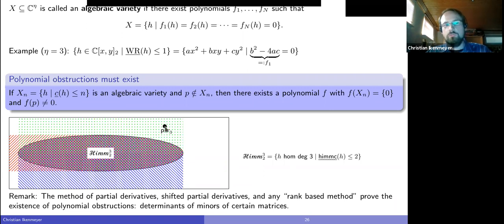So how do you prove that? You just take one of these functions, not the green one, but say the red one or the blue one, and you evaluate that at the permanent, get a non-zero value, and this proves the permanent is out of the set. Just a remark: if you are using partial derivatives or shifted partial derivatives or any rank-based method to prove lower bounds, you are actually proving the existence of polynomial obstructions, because the polynomials that you construct are actually determinants of minors of the matrices that you construct. Okay, that is just a remark.